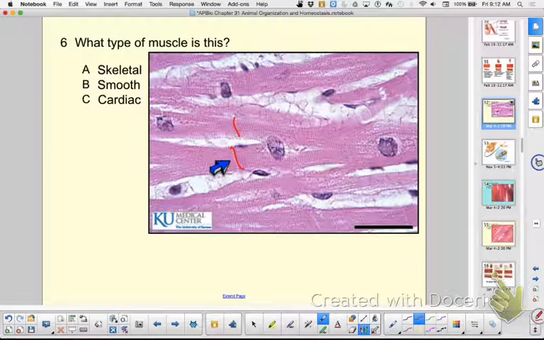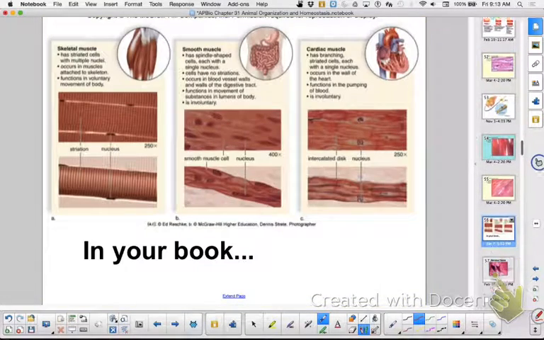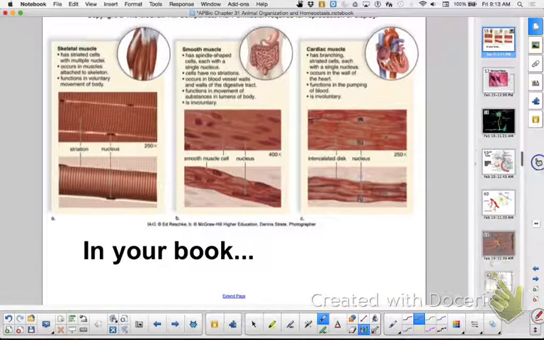Both skeletal and smooth have these stripes in them. I'm sorry, skeletal and cardiac have the striping in it. Smooth does not. And there are plenty of pictures to look at if you wanted to reference that.